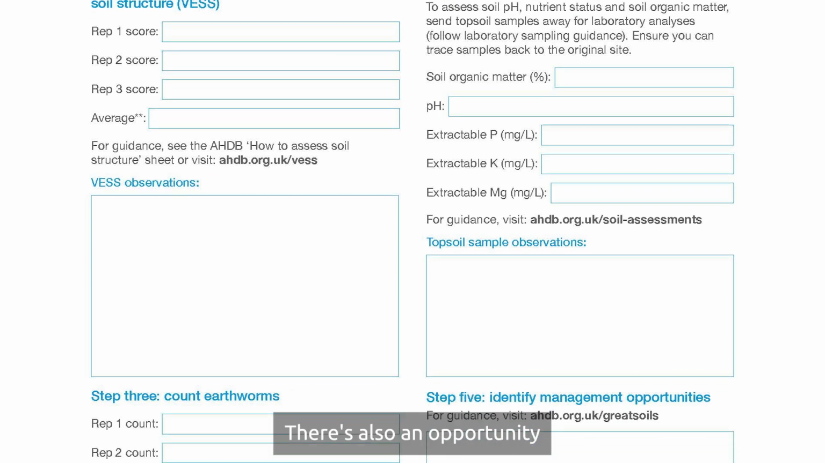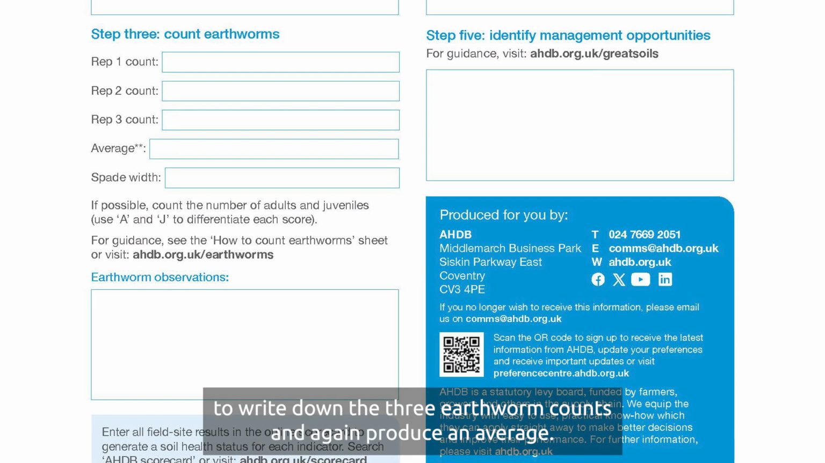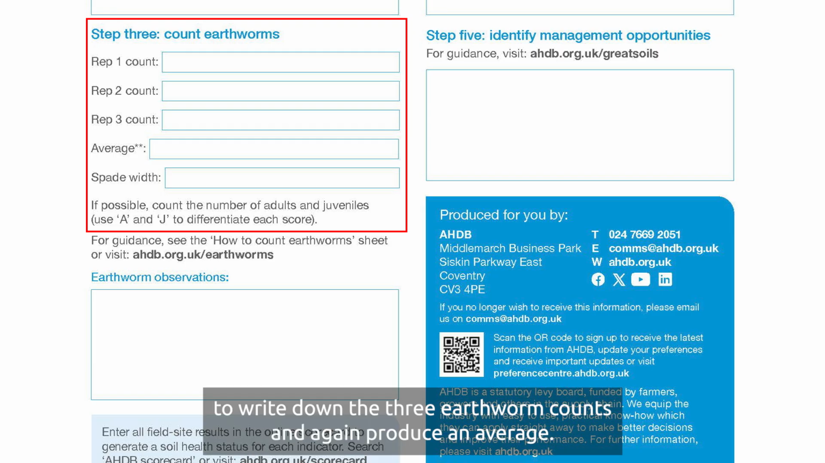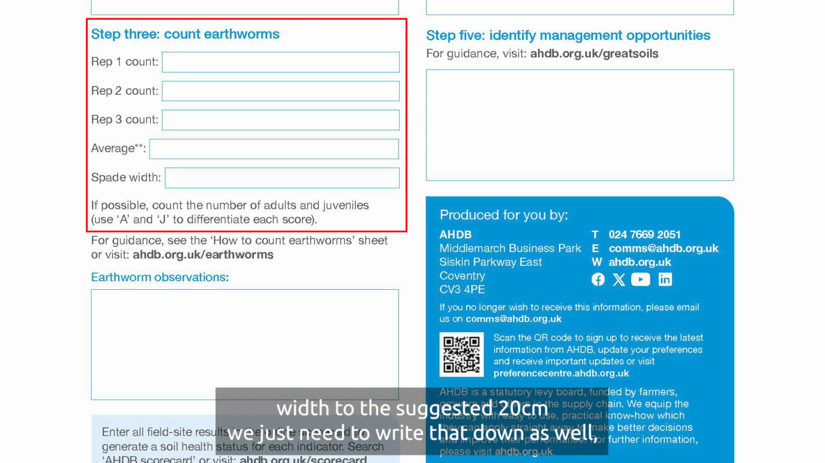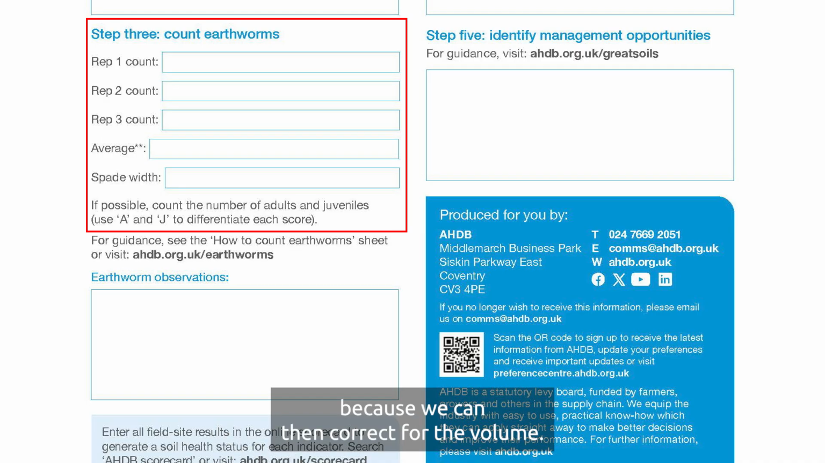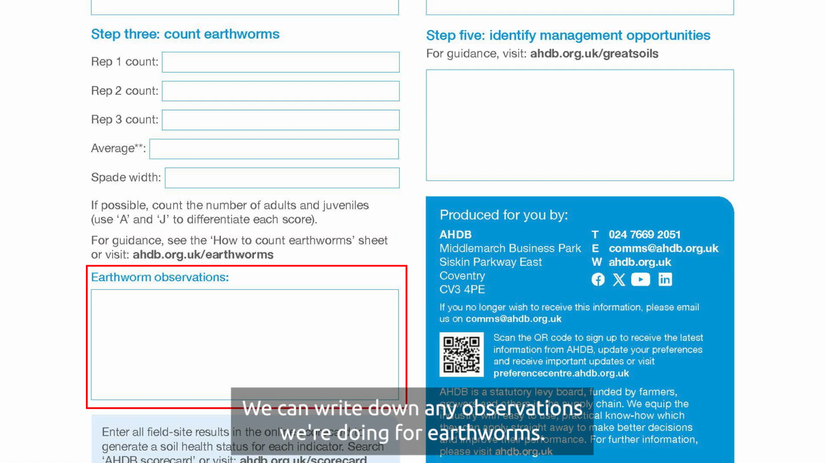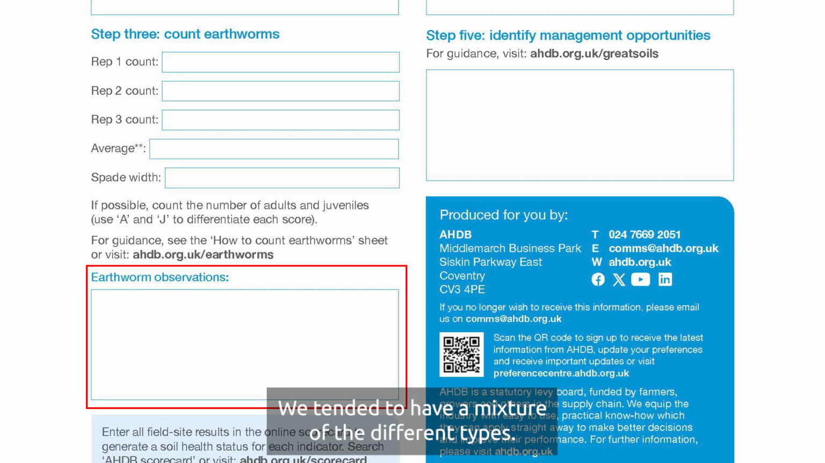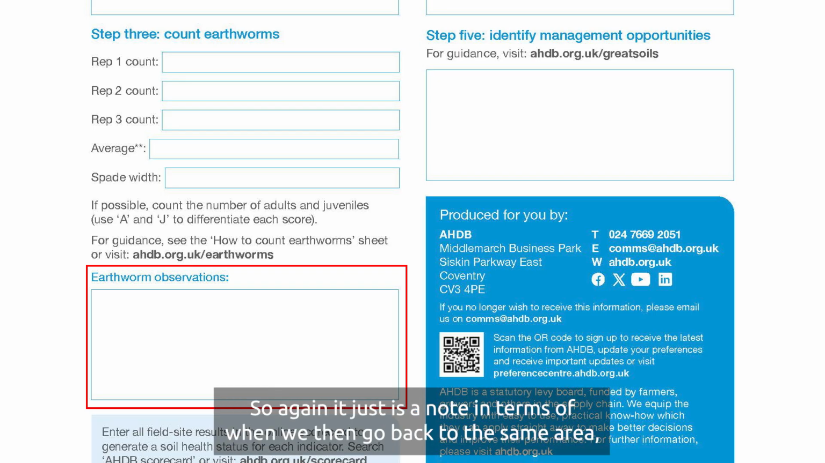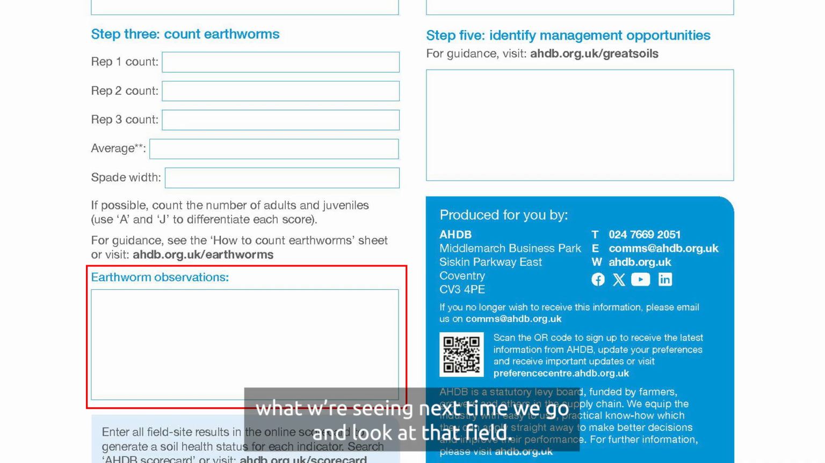There's also an opportunity to write down the 3 earthworm counts and again produce an average. If we are doing a different spade width to the suggested 20 centimetres, we just need to write that down as well, because we can then correct for the volume. We can write down any observations for earthworms, like there were a lot of juveniles or a lot of adults, or a mixture of the different types, so that when we go back to the same area we know what we saw last time.